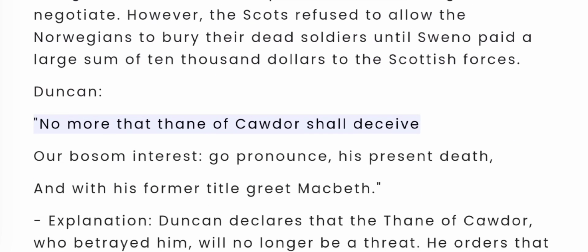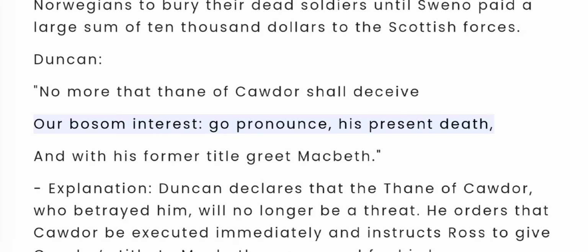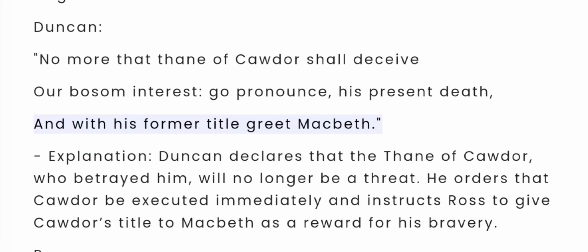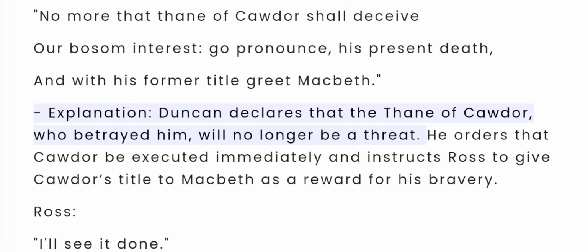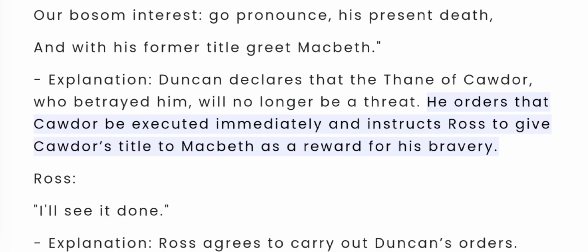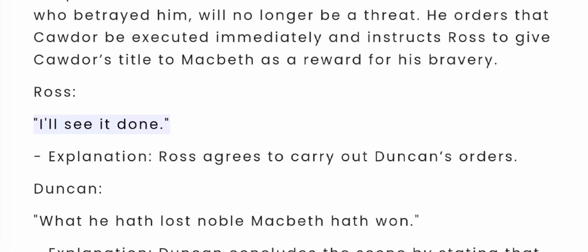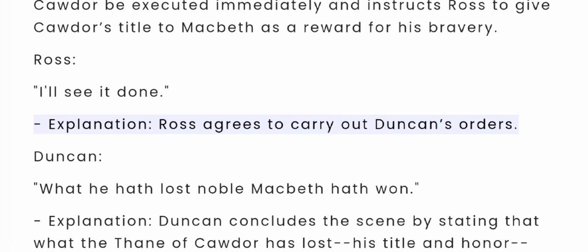Duncan: No more that Thane of Cawdor shall deceive our bosom interest. Go pronounce his present death, and with his former title greet Macbeth. Explanation: Duncan declares that the Thane of Cawdor, who betrayed him, will no longer be a threat. He orders that Cawdor be executed immediately and instructs Ross to give Cawdor's title to Macbeth as a reward for his bravery. Ross: I'll see it done. Explanation: Ross agrees to carry out Duncan's orders.